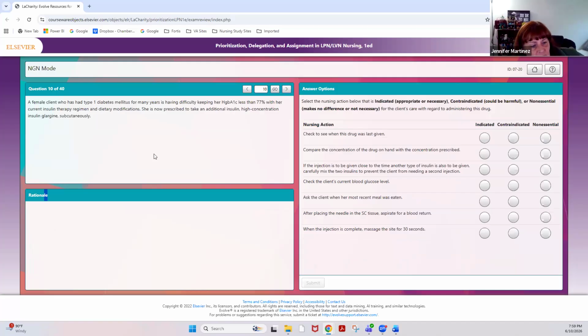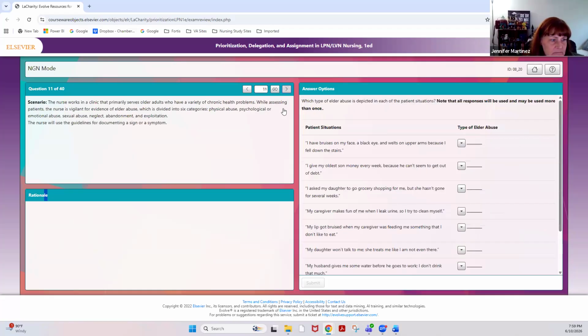All right, this is probably the last one. A female client who has type 1 diabetes mellitus for many years is having difficulty keeping her hemoglobin A1C less than 77%. 77%? Did I read that right? Or does that say 7.7? No, it says 77. We're skipping that question.